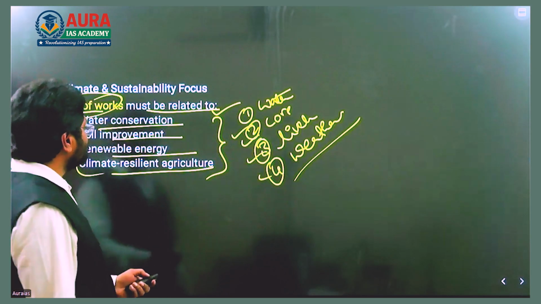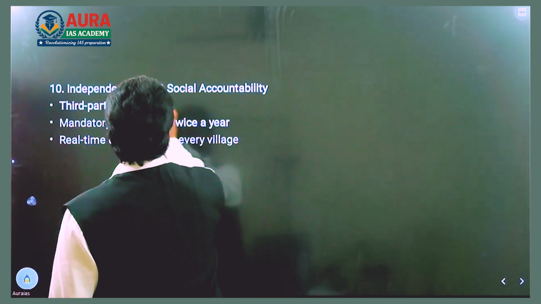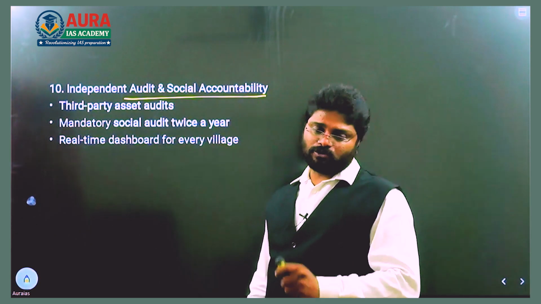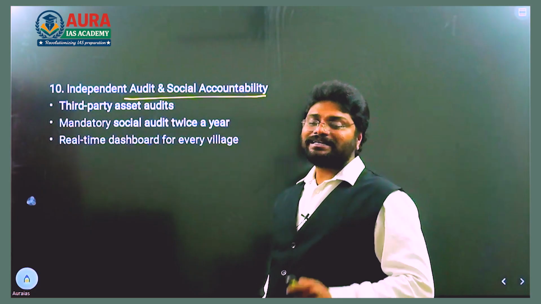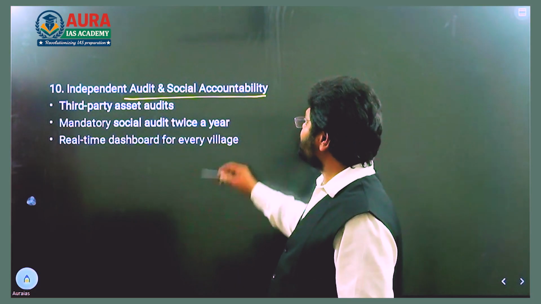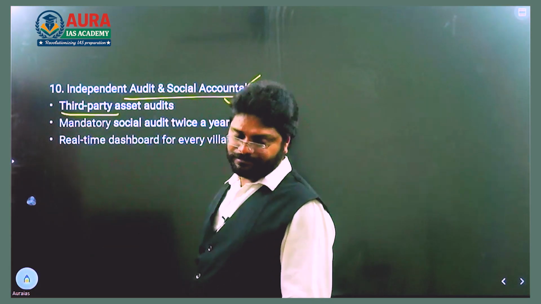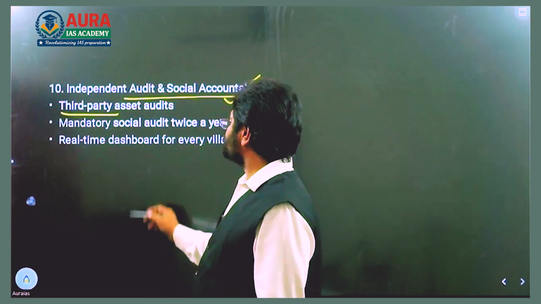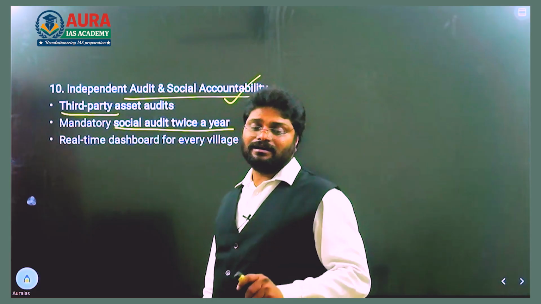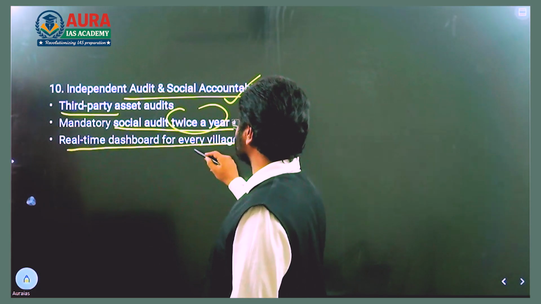That you should remember. So the next one is independent audit and social accountability. Generally under the MGNREGA Act, the works are approved by the Grama Sabha and audited by the Grama Sabha itself. But here all the works created are audited by a third party. And not only that, the Grama Sabha could also do a social audit twice a year, so that there is a real-time dashboard for every village.